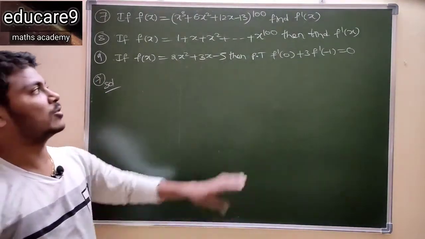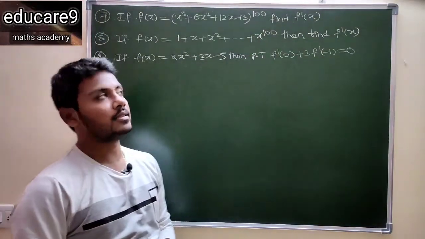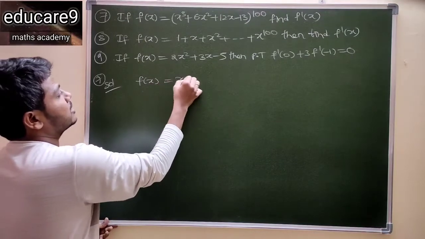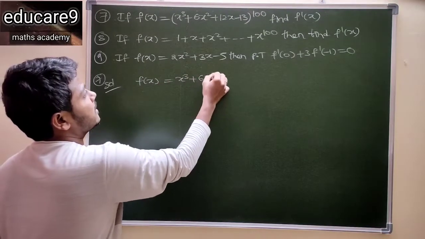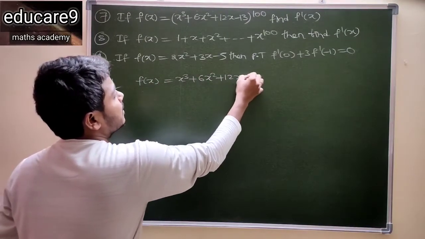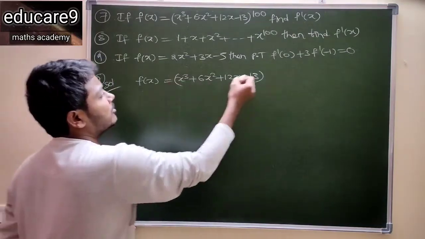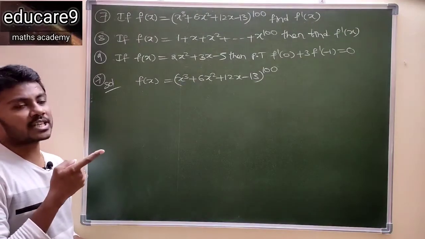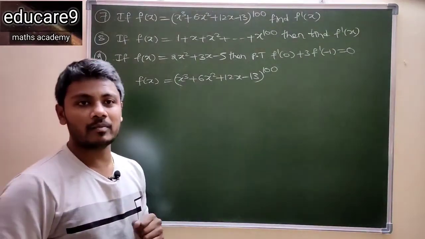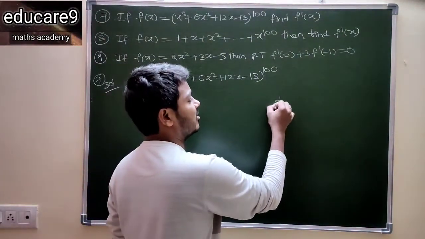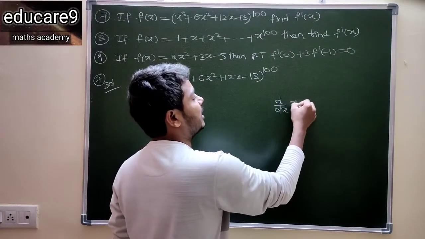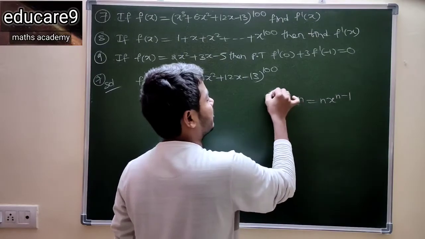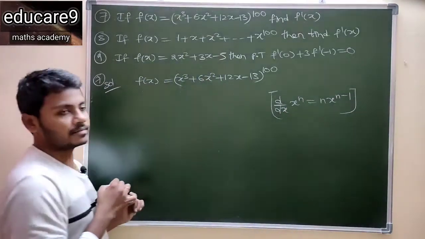f of x is given, then find f dash of x. See here, what is f of x? (x cube plus 6x square plus 12x minus 13) whole to the power of 100. See here, the power is constant and the base is an algebraic term. So clearly it is in the form of the derivative of x power n, that is n into x to the power of n minus 1.